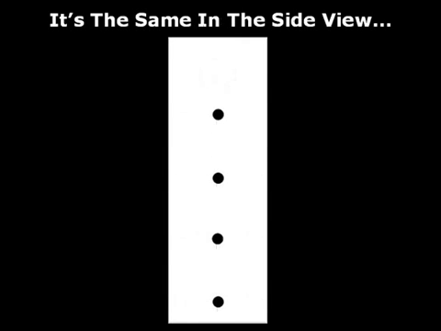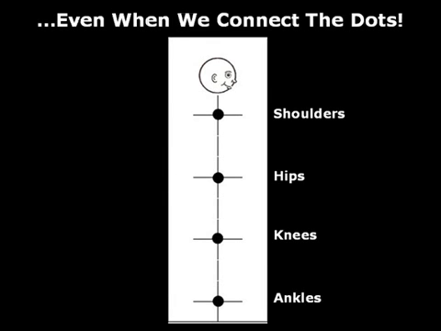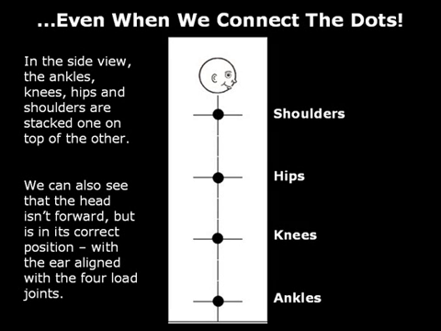So in the side view it's exactly the same. The shoulders, hips, knees and ankles are stacked up on top of each other. You'll also see here that rather than the head being forward as it so often is, it's back in its neutral functional position with the ear directly aligned over the load bearing joints.